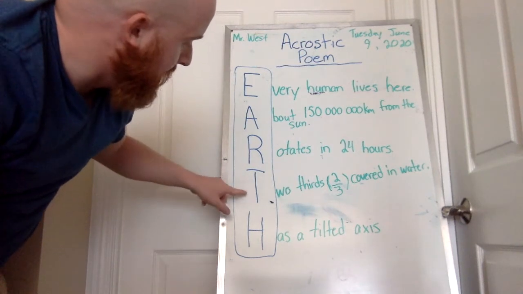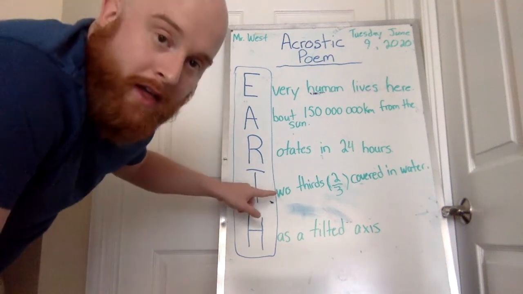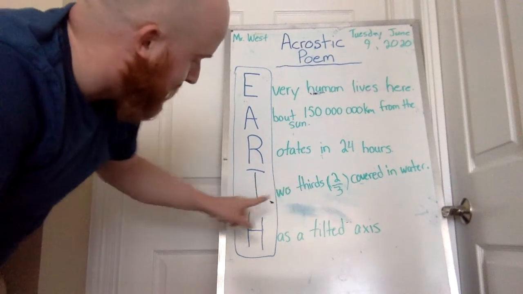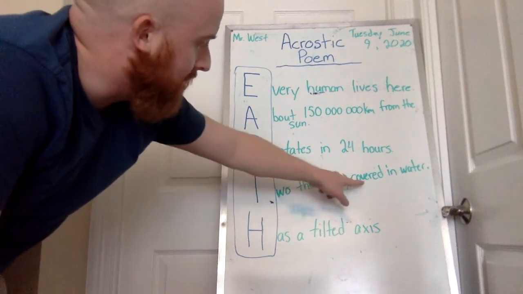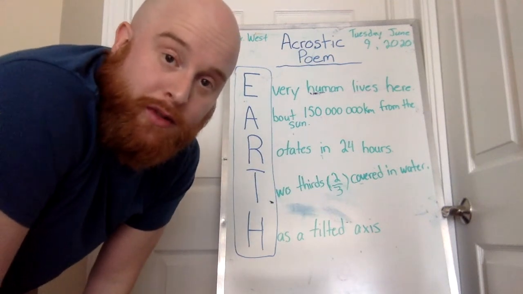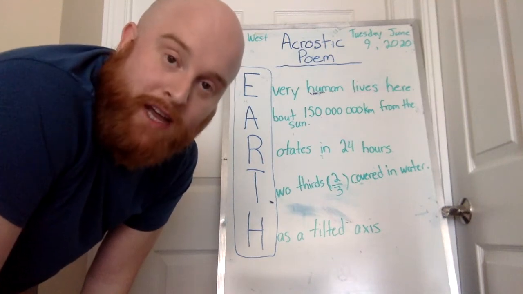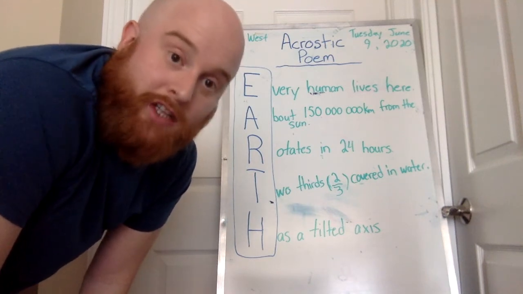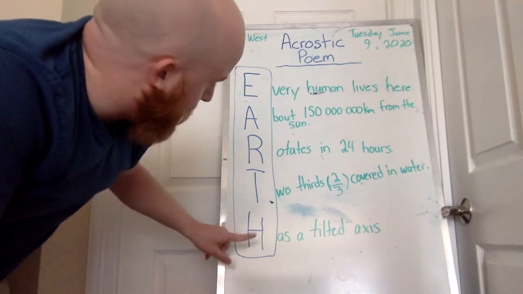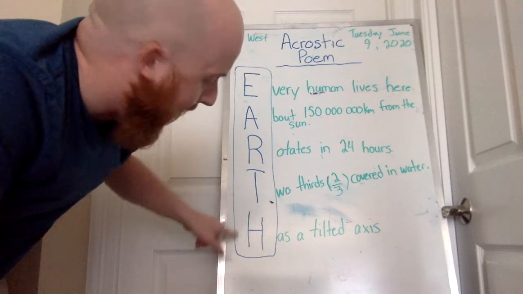The next letter is the letter T, which I chose to start the word two. And it says 2/3, and I put the fraction there so you boys and girls can see that. So 2/3 covered in water. So 2/3 of the Earth is water, which is pretty cool when you think about that. Most of our planet is water, so there's actually less land for us to stand on, which a lot of people don't realize.